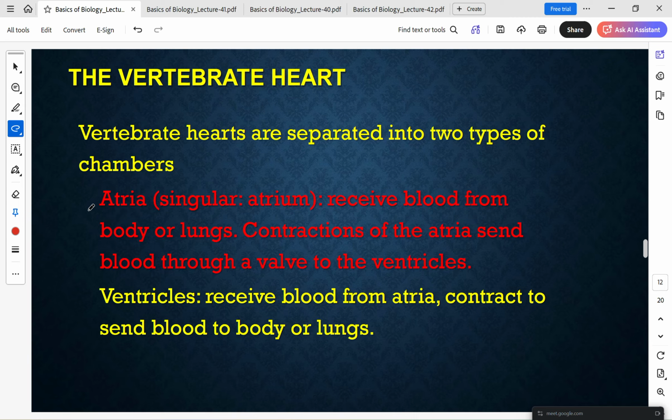So the atria, as a rule of thumb, receive blood from the body or the lungs. Contractions of the atria send the blood through a valve into the ventricles. The ventricles receive blood from the atria and then send the blood to body or lungs. So atria receive blood, whereas ventricles send the blood. Depending on the site, the blood will be deoxygenated or oxygenated.